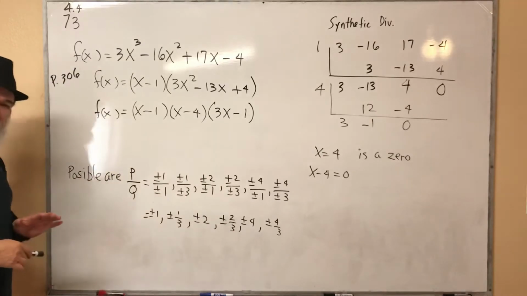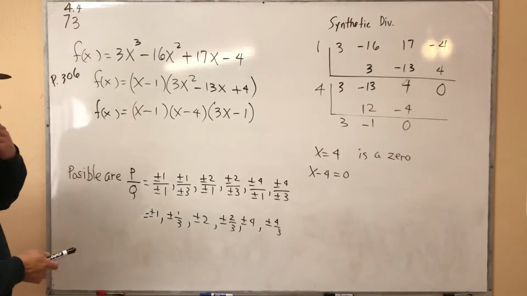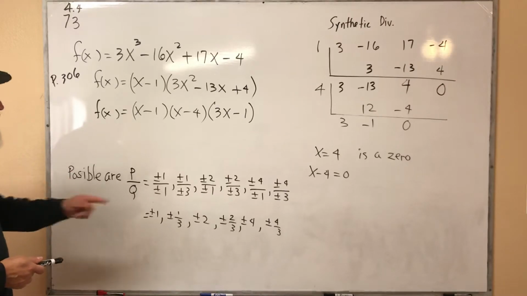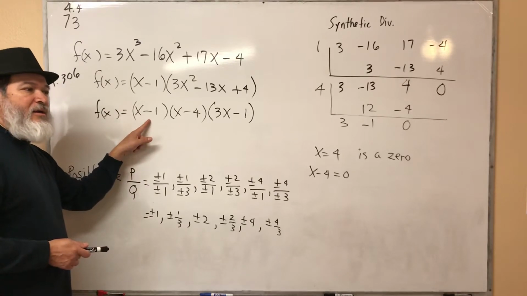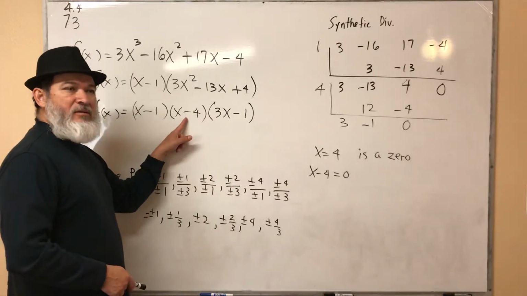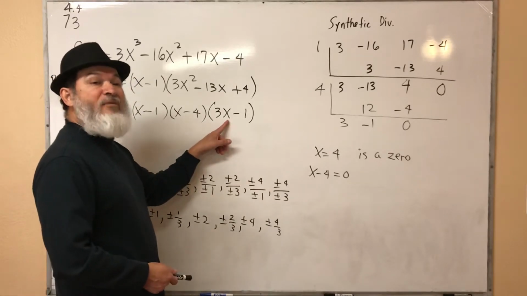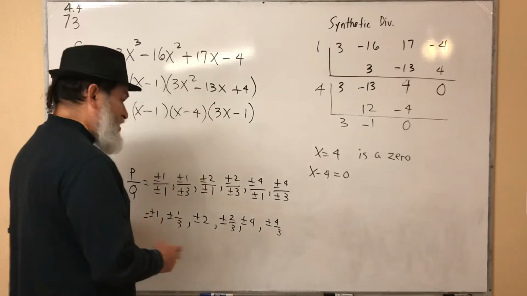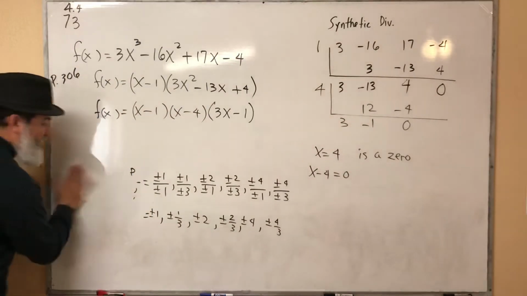If you can factor, then you can graph. Because now we know that at x equals 1, we have an x-intercept. At x equals 4, we have an x-intercept. At x equals what? 1/3. We have an x-intercept. If you want to graph, watch this.